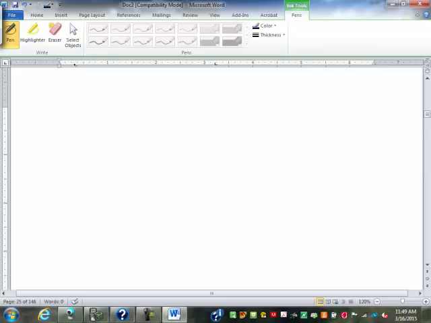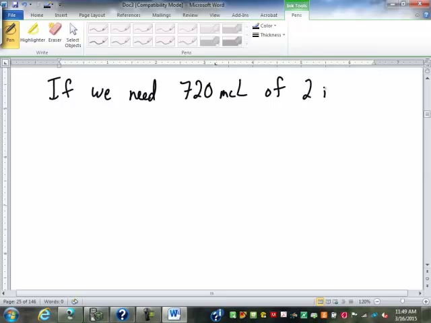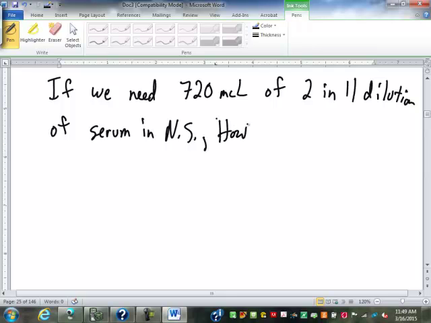Let's say we need 720 microliters of a 2-in-11 dilution of serum and NS. How much serum will we need? And how much saline?